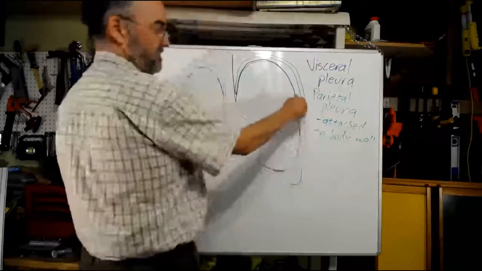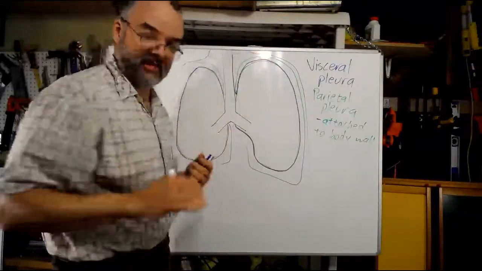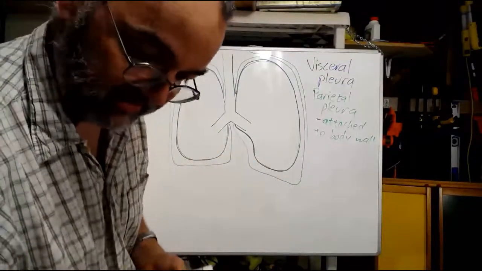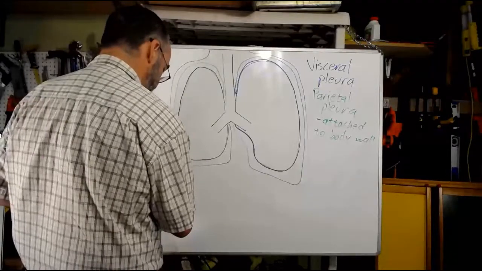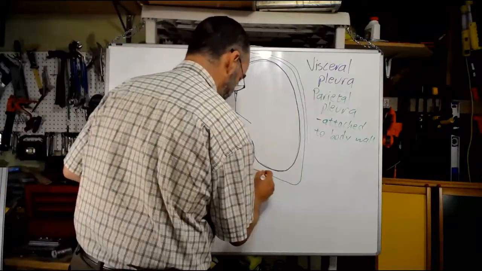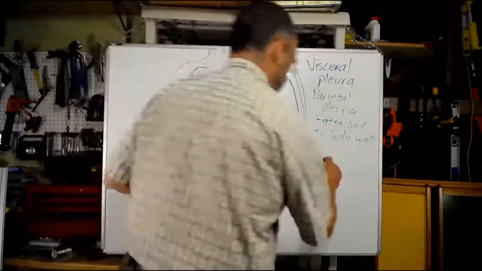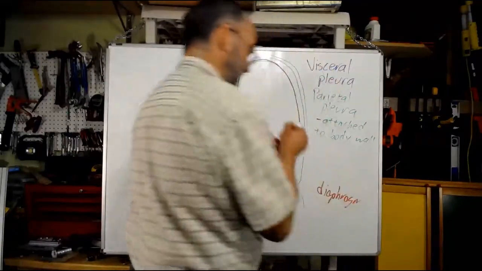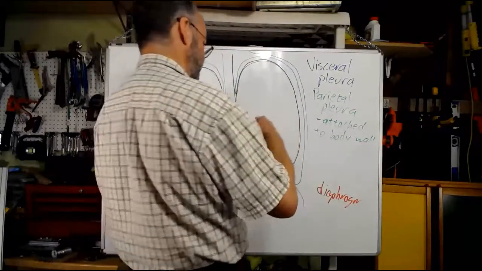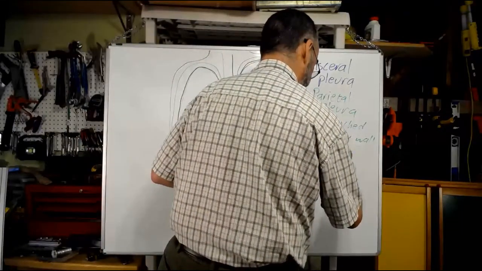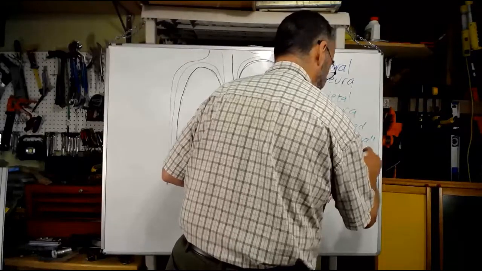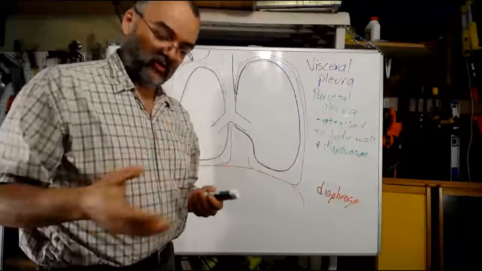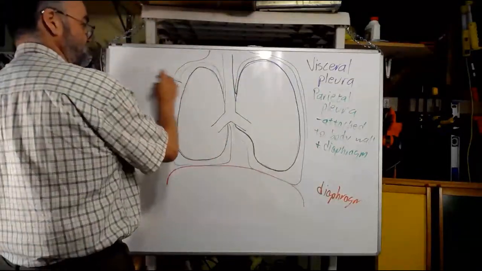meaning the ribs and muscles along the body wall and up here under the clavicles, and to this sheet of skeletal muscle that stretches across the bottom of the thoracic cavity. That sheet of skeletal muscle is the diaphragm. So that parietal pleura is attached to the body wall and the diaphragm. Now, the space between the visceral and parietal pleura is known as the pleural cavity.